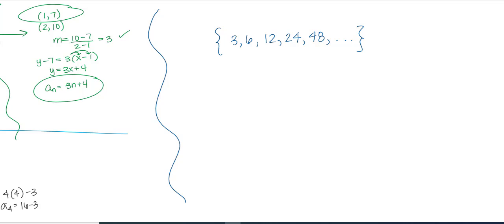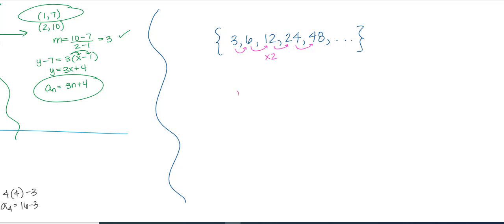And now hopefully you can see that you do not have a constant addition to get from one term to the next. I add 3 to get from term 1 to term 2, but then I add 6 and then I add 12, so it is not a constant slope. Okay, but maybe you can see something else. Well, I multiply by 2 to get from term 1 to term 2. Oh, and look, you multiply by 2 again, multiply by 2 again, multiply by 2 again. So it's a repeated multiplication of 2.